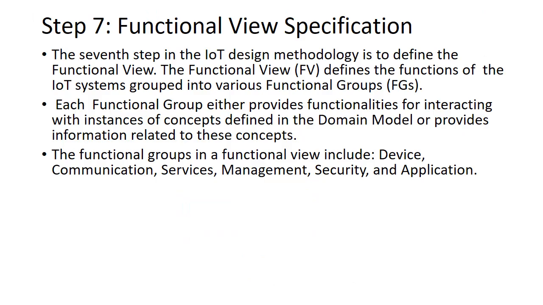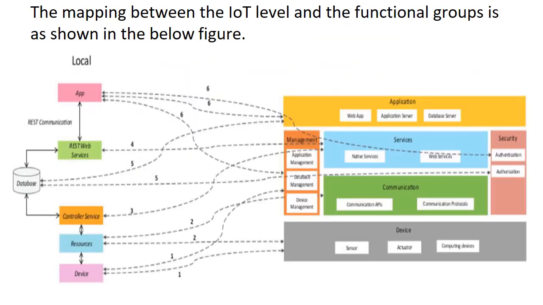Functional view specification, the seventh step. The functional view defines the functions of the IoT system grouped into various functional groups. A functional group either provides functionalities for interacting with instances of concepts defined in the domain model, or provides information related to these concepts. And the mapping between the IoT level and functional groups is shown in the diagram.